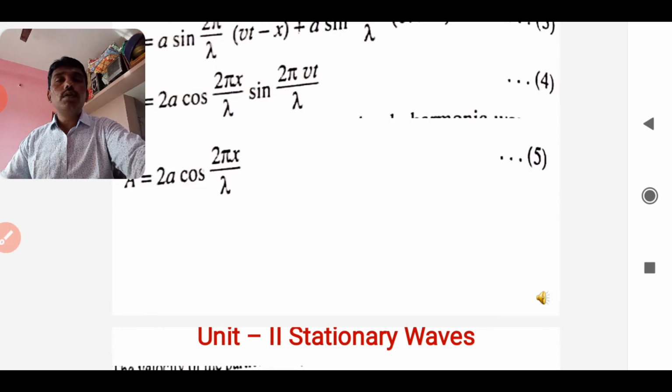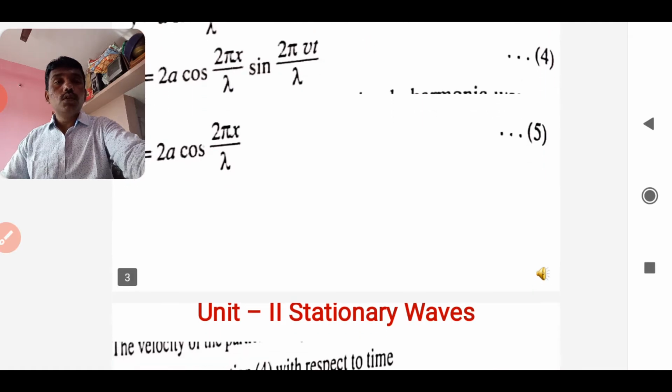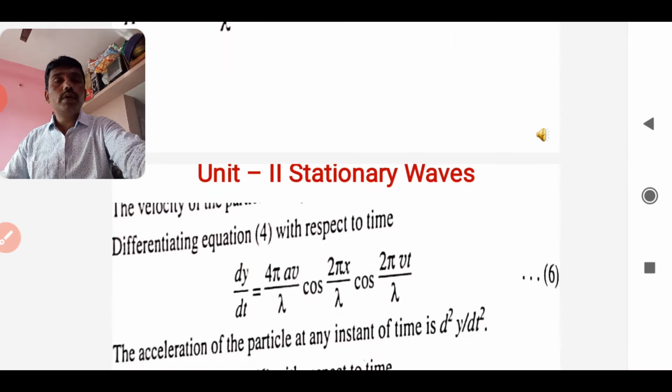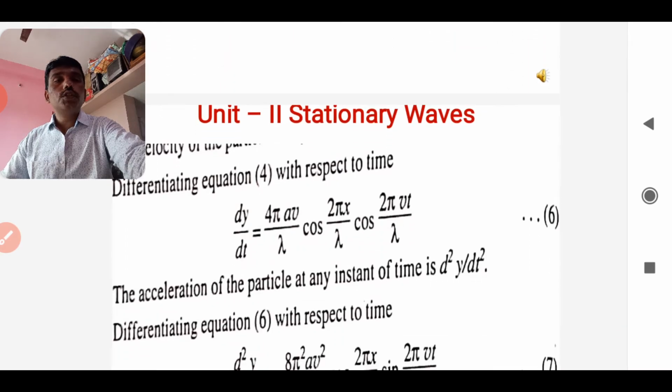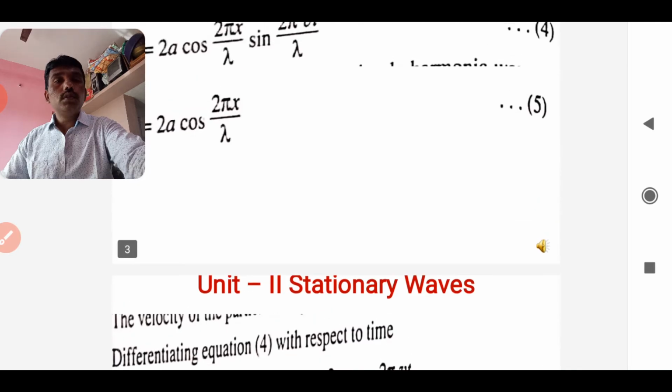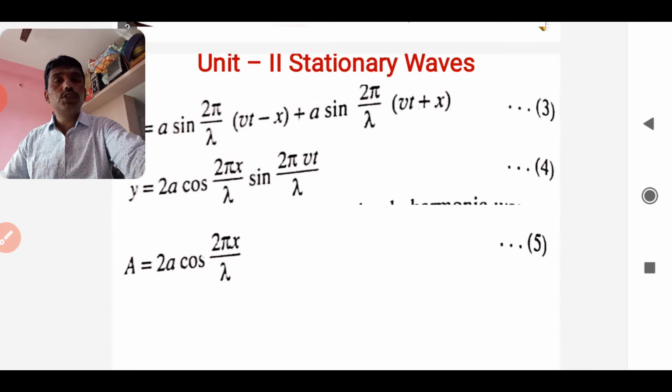Jar samja mala velocity calculate karaychi asel, no doubt velocity is what, it is displacement with respect to time, and that's why I have to differentiate this y with respect to t. That means I have to differentiate this equation 4 with respect to t, means dy/dt is to be there. आता मी इथंच तुम्हाला दाखवतो how the differentiation part is going on.